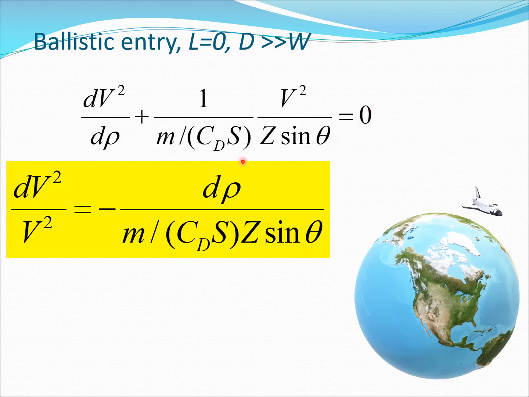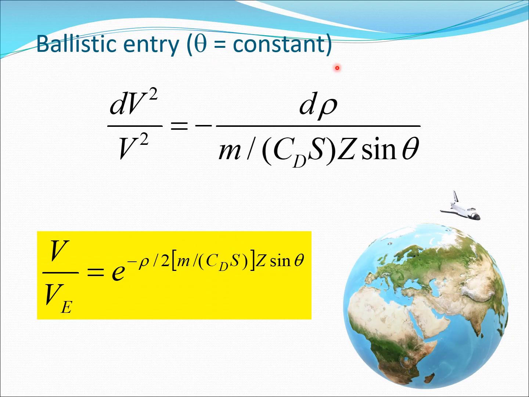So let us look at this equation. We can express it in this form, which I have put in the yellow box. This form is much more amenable to integration. You can see there is a dv squared by v squared term. So we can integrate this and we will get a log to the base e term, and this term is going to give me a term dependent on density. Here one more thing we are going to assume is that lift is 0, of course, since we are going through the ballistic entry system, and we are going to assume theta is constant so that we can do this integration.